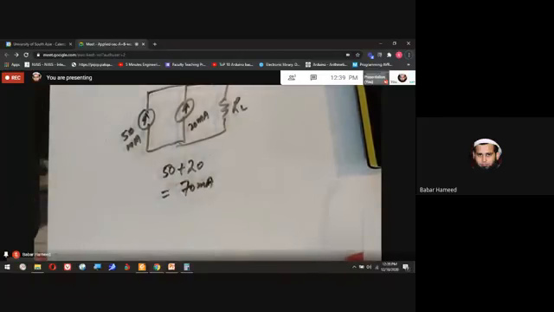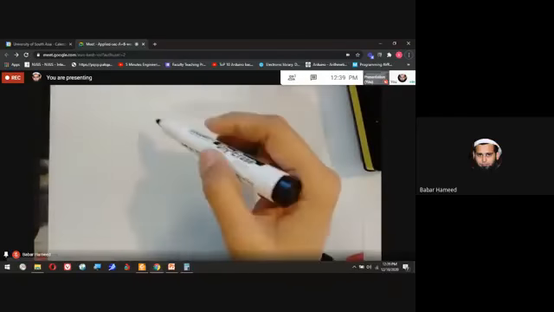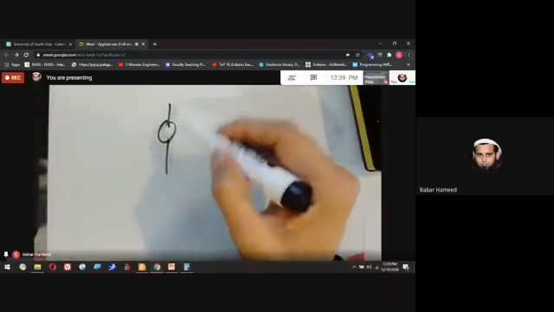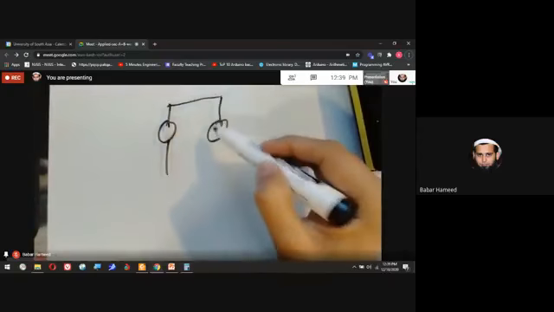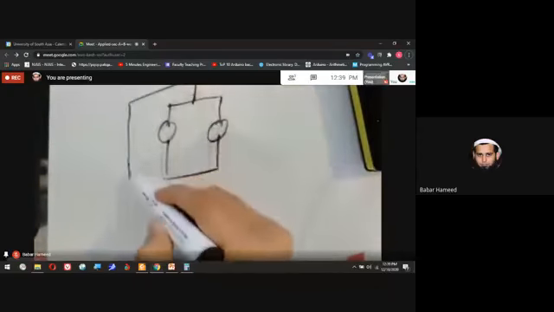Okay. Now come to another example. Here, two current sources. First, we have to determine whether they are in parallel or in series.